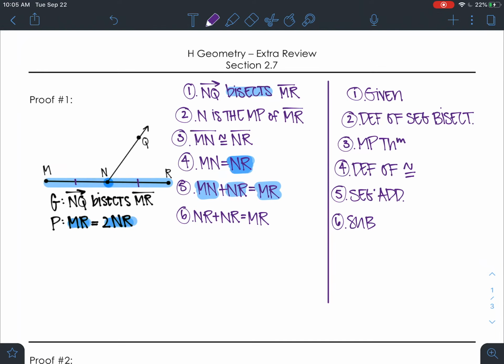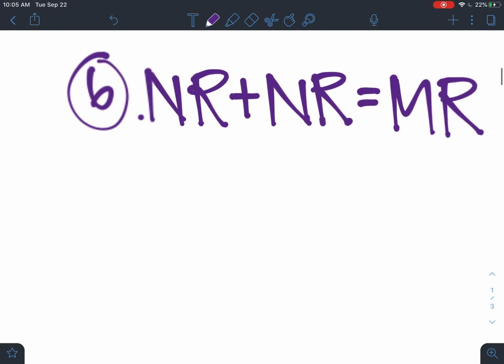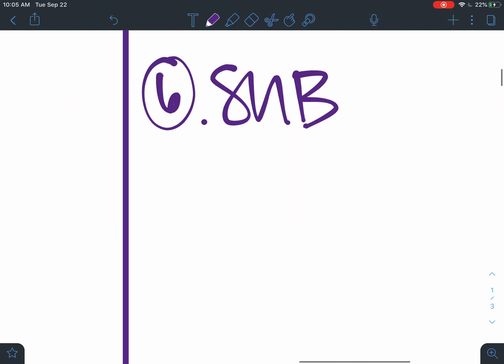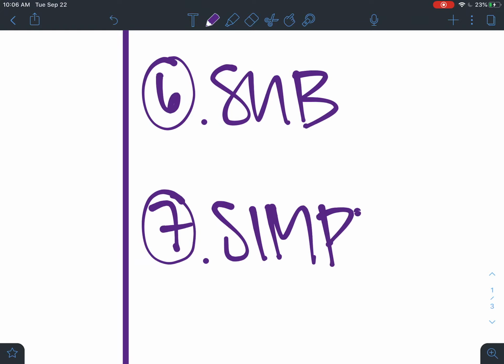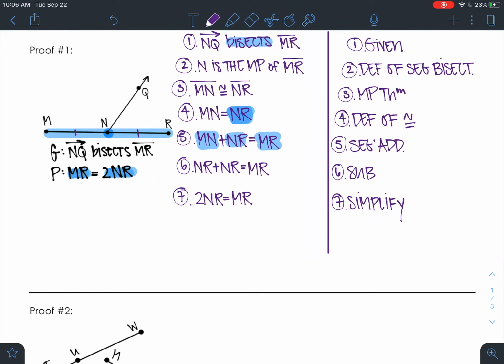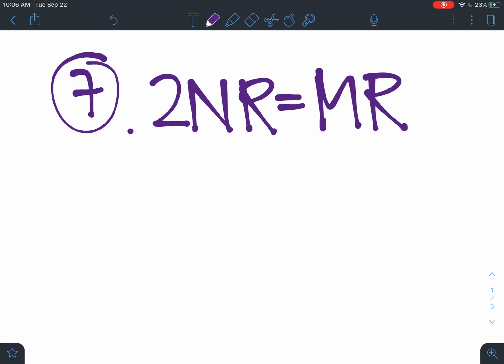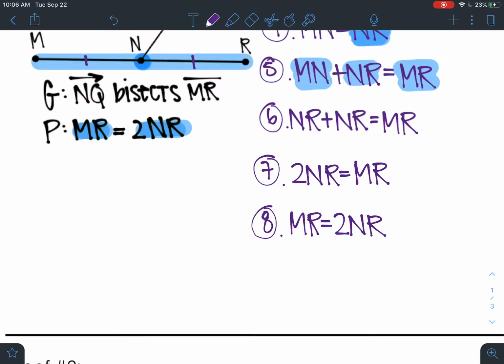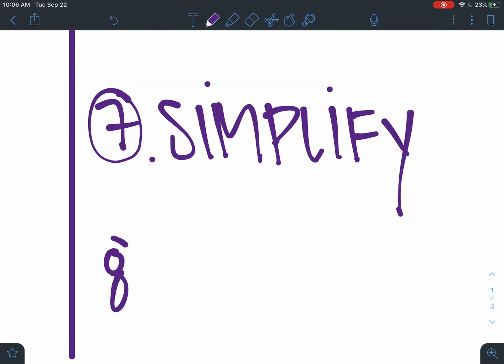And if you look, I have NR plus NR, which I'm going to simplify, and I'm going to get 2NR is equal to MR. And that, again, is through simplify, not through addition, because we're not adding to both sides. We're just simplifying. And then my last step has to match exactly, so I have to flip-flop the MR and the 2NR, and I'm going to have MR is equal to 2 times NR, and that last step is through the symmetric property.